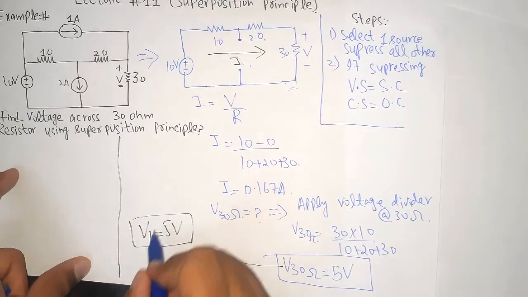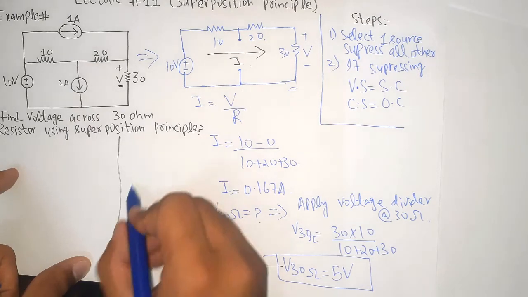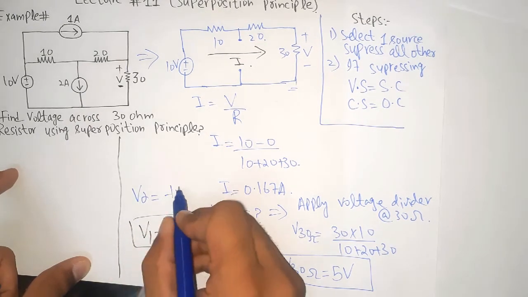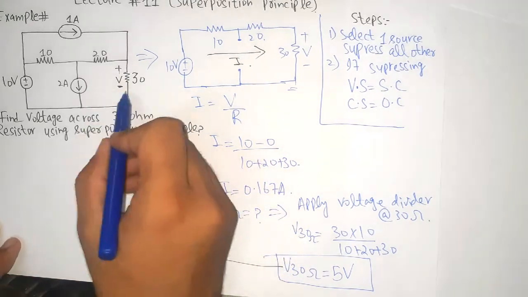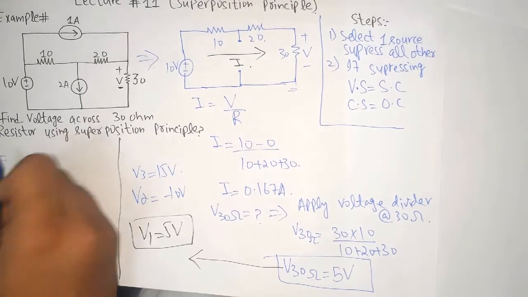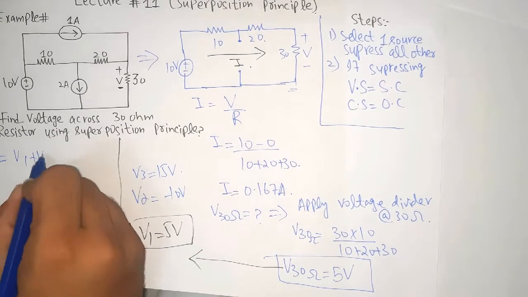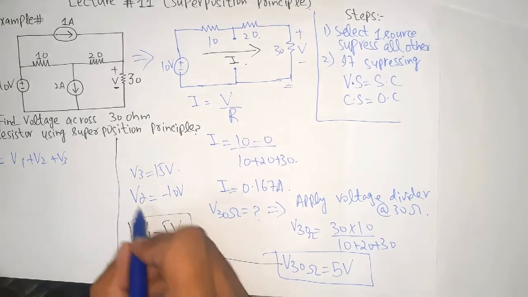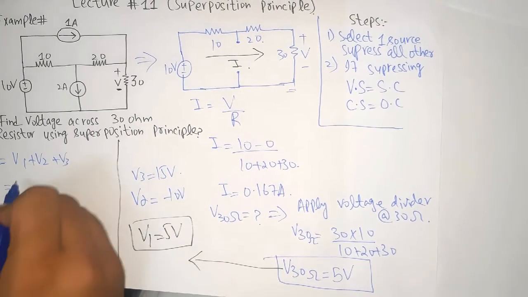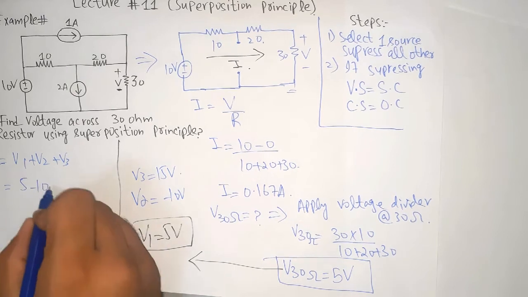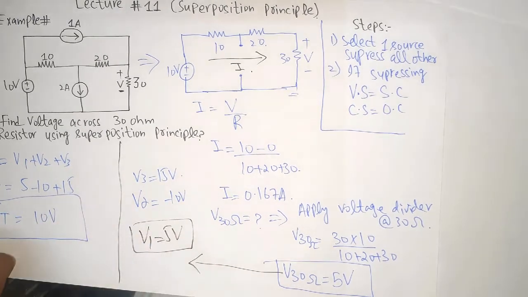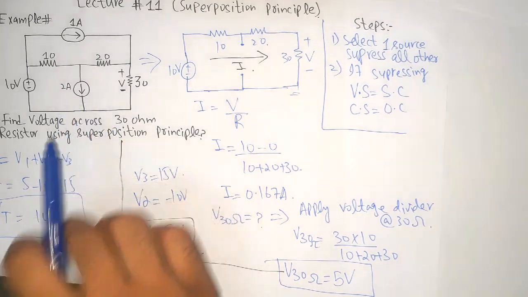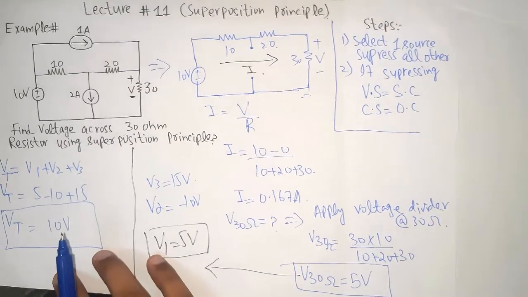Now students, we have the value of V1, which is 5 volts, V2 which is minus 10 volts, and V3 which is 15 volts. So we will find the total voltage across 30 ohm, which is Vt equals V1 plus V2 plus V3. Put these three values, it becomes 5 minus 10 plus 15. So Vt, the total voltage, equals 10 volts. Now our main step is done. We found the voltage across 30 ohm resistance using the superposition principle.